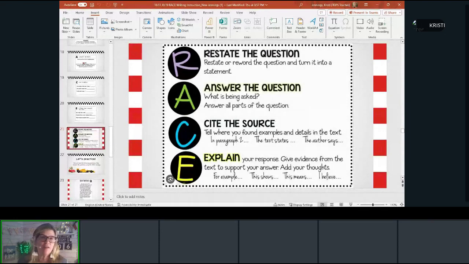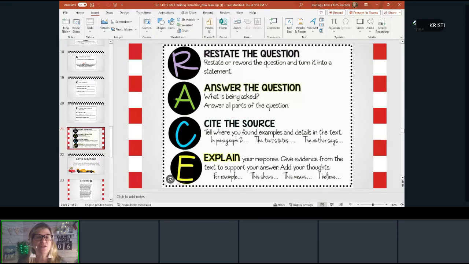If it says in paragraph 7 or 13 or 2, it doesn't matter. You can say in paragraph 2, and then whatever number it is, or you can say the text states, or you can say the author says. This way we know that you know how to go back and find the answer, and you know how to put it in a complete sentence with one complete thought.